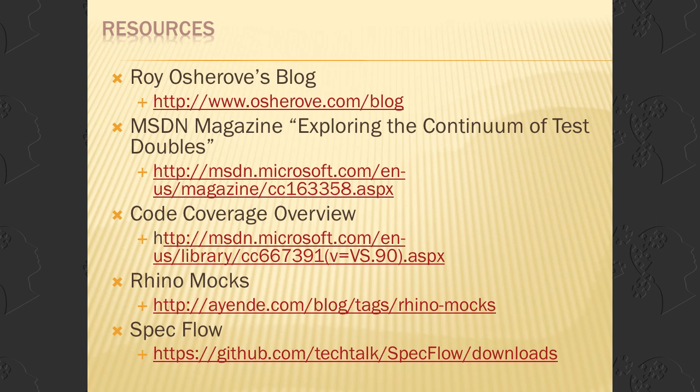Some nice things to look at: SpecFlow. Rhino Mocks is a mocking framework. They are out there. What they do is they build stubs and mocks for you and allow them to do the test for you. And there's the guy who wrote the book, The Art of Unit Testing, at the top, and magazine, code coverage, that'll be there too.